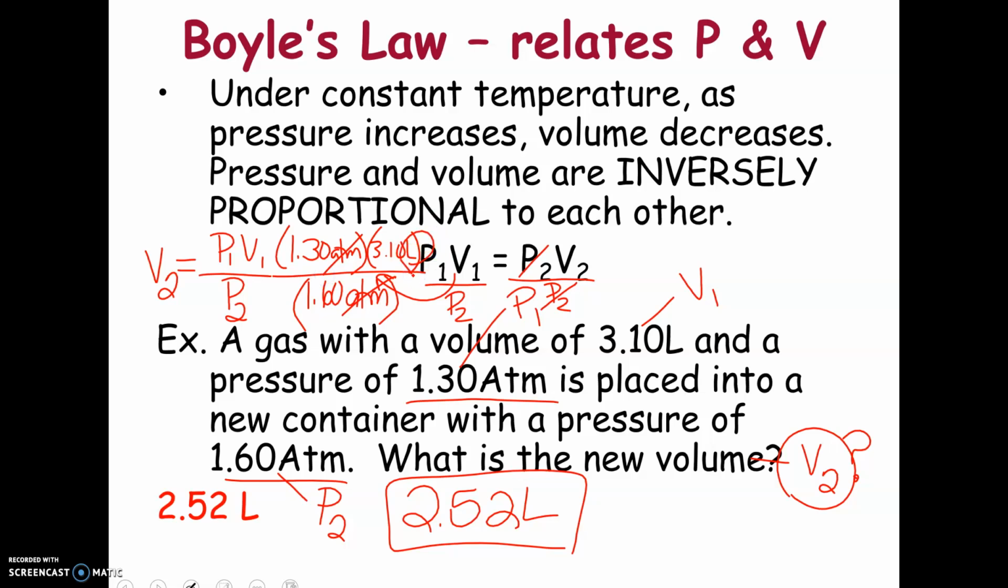And for sig figs, we're big on sig figs in chemistry, you know that. And so when you're rounding, you're going to look at all your original numbers. And the rule for multiplication and division is that you're going to round to the least number of sig figs. Now in this case, all three of my numbers have 3, so my answer can also have 3. So 2.52 liters would be my answer.